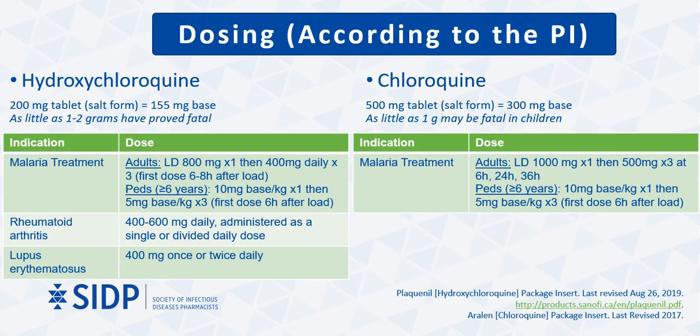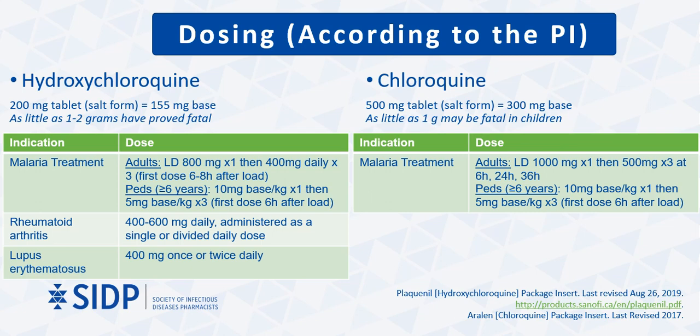According to the package insert, hydroxychloroquine is available as a 200 milligram tablet. This is the salt form, which contains 155 milligrams of base or active drug. There are 3 FDA-approved indications for hydroxychloroquine, which include malaria treatment, rheumatoid arthritis, and lupus. The dosing for each of those is listed here on the table on the left-hand side. You can see that for malaria treatment, the dosing recommendations are highest compared to the other 2 diagnoses, with a loading dose of 800 milligrams, followed by 400 milligrams daily.